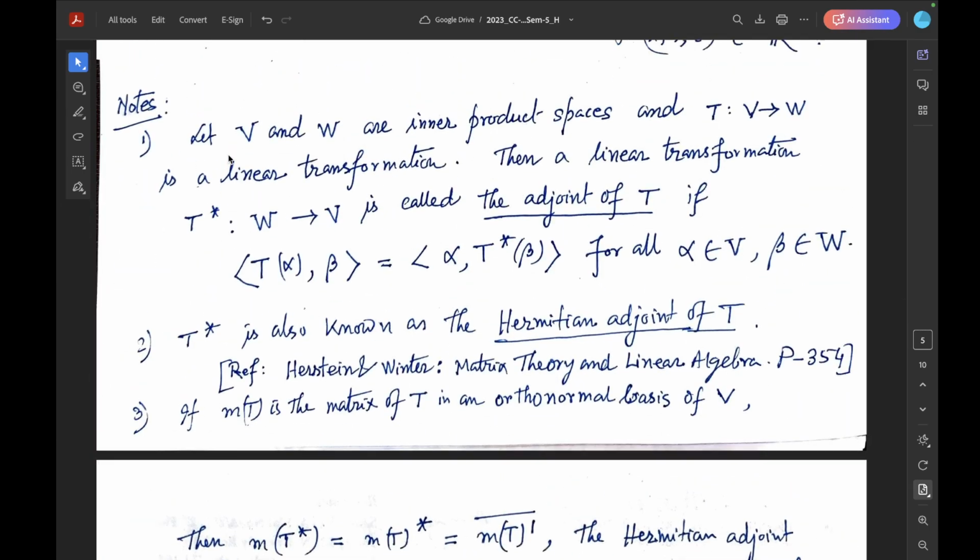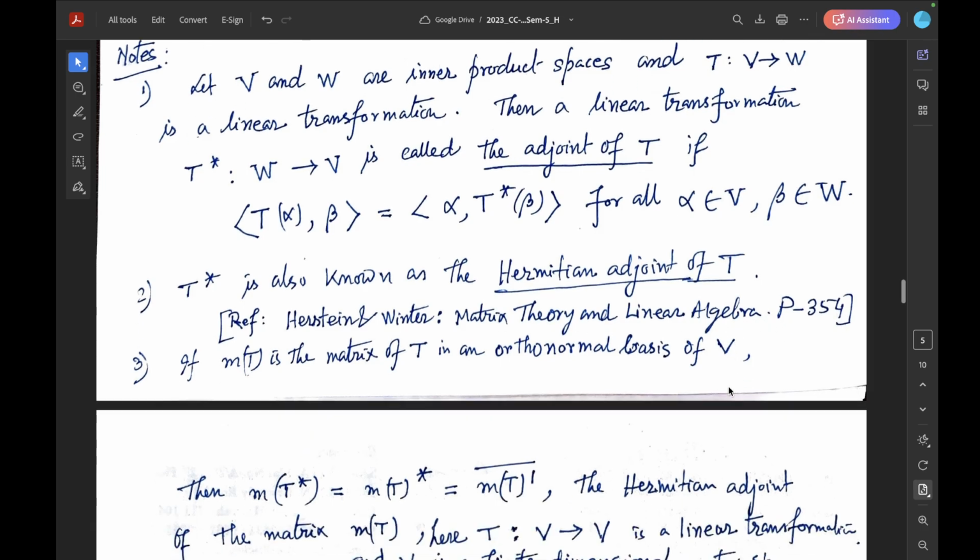Note that let V and W be inner product spaces and T maps from V to W is a linear transformation. Then a linear transformation T star maps from W to V is called the adjoint of T if the inner product of T alpha comma beta equals the inner product of alpha comma T star beta for all alpha belongs to V and for all beta belongs to W. And this T star, the adjoint of T, is also called the Hermitian adjoint of T. Reference: Hoffman and Kunze, Linear Algebra, page 354.